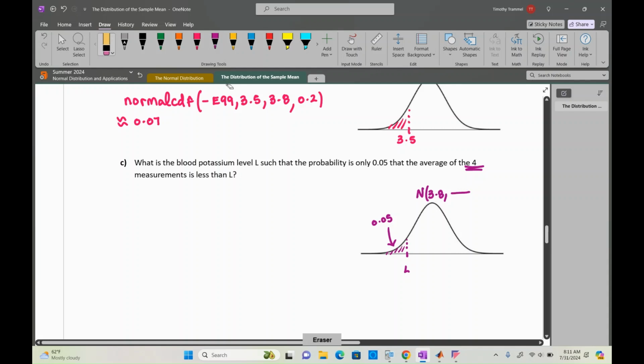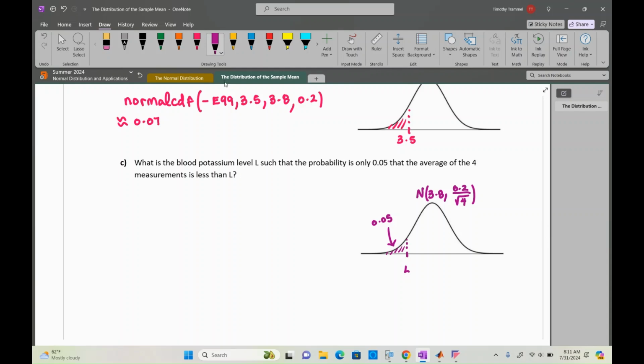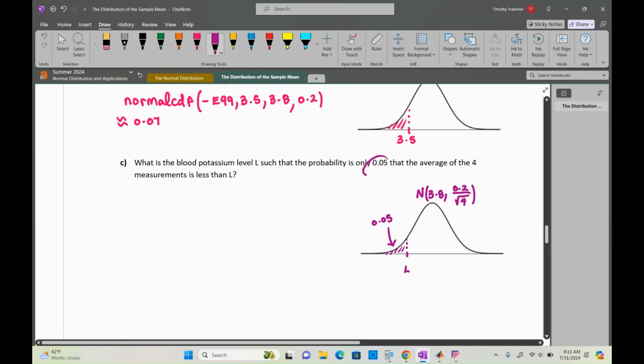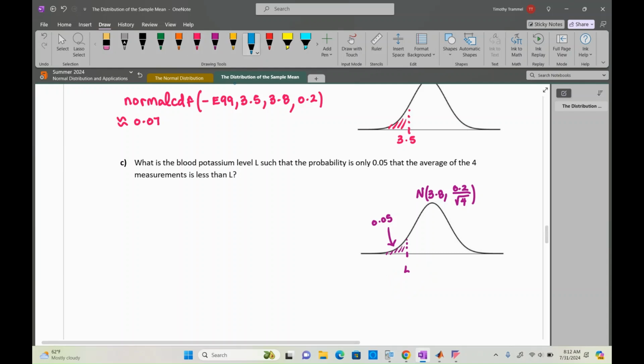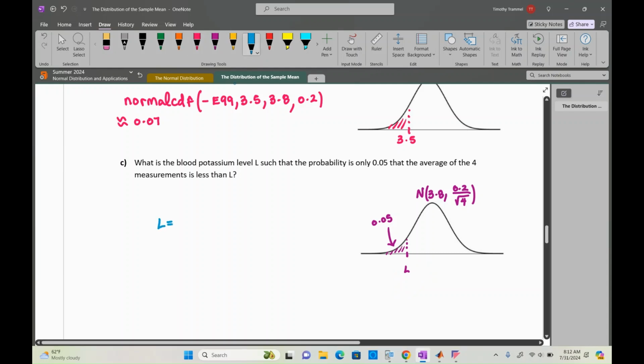Oop, that's not what I wanted to write. I want 0.2 over the square root of 4. There we go. All right, so you can see that this is a very different question. In the previous questions, we were asked to find a probability. Here, we're being told that the probability is 0.05. So we're actually being asked to find something different, not a probability, but some potassium level L. And we have a tool that's specifically designed for this. That tool is inverse norm.